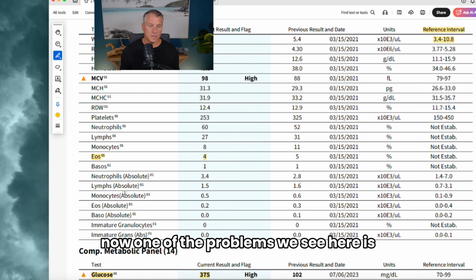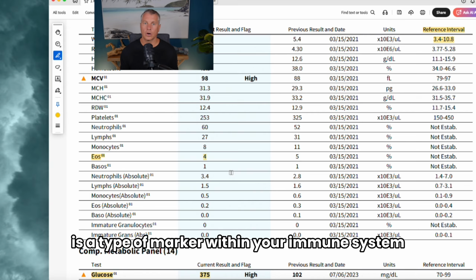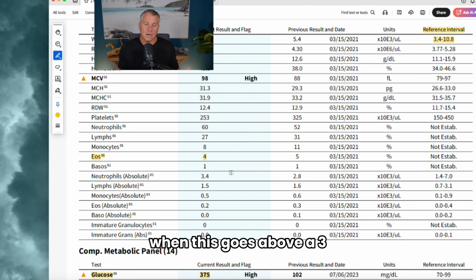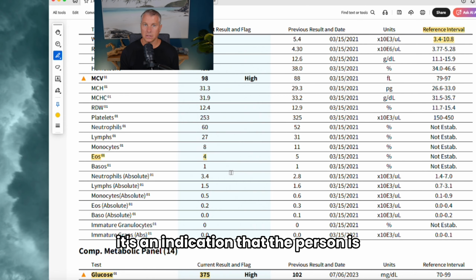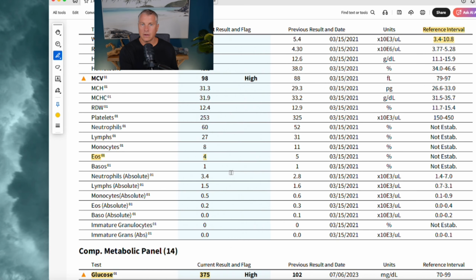Now, one of the problems we see here is when we look at the immune system, there's a marker called eosinophils. Eosinophils is a type of marker within your immune system. When this goes above a 3, it's an indication that the person is fighting an infection pattern. Now, it doesn't mean that they're sick or have a headache or fever, because these infections tend to be chronic in nature.